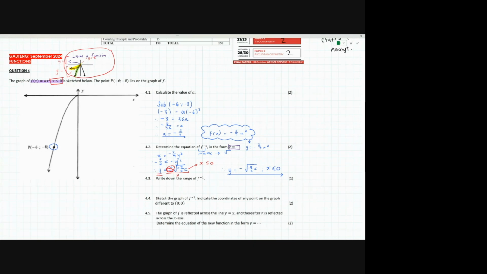And this is actually why I like this question, because we don't often get tested on the inverses of quadratics. It's more often than not exponentials. And yes, we need to know our exponentials and our logs and all of that, but we cannot forget about the quadratics.